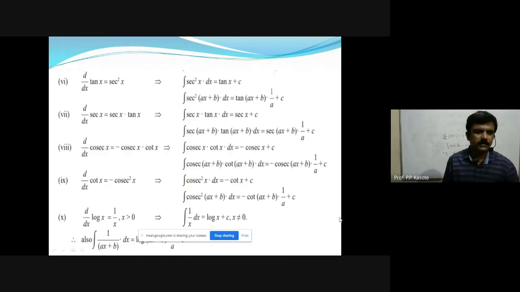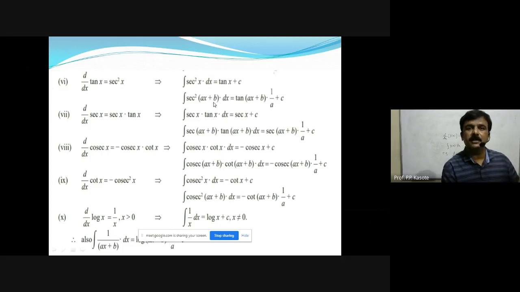Now look at the sixth result. Derivative of tan x is sec square x. It means that the integral of sec square x into dx is tan x plus c. In general, it is given that integral of sec square of ax plus b into dx is tan of ax plus b into 1 upon a plus c. Now see, if it is sec square x, then its integral we write tan x directly. But what if ax plus b is there?